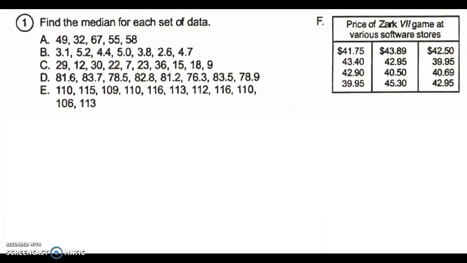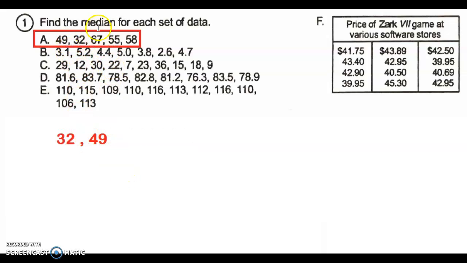So I'm looking at A right now, okay? So just this first guy. So the first step we're going to do is put it in order from smallest to biggest. So my smallest number is 32, right? Followed by 32, then 49.